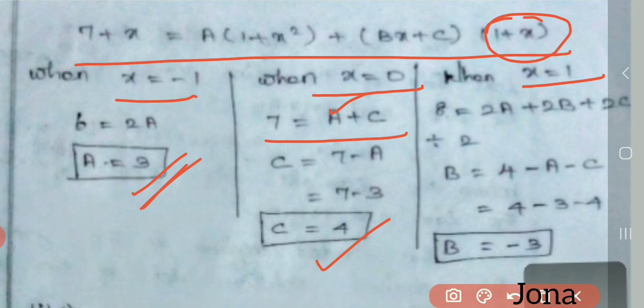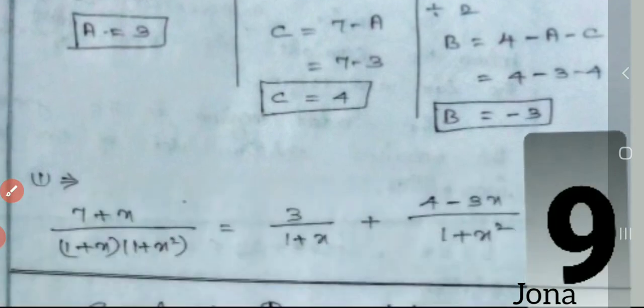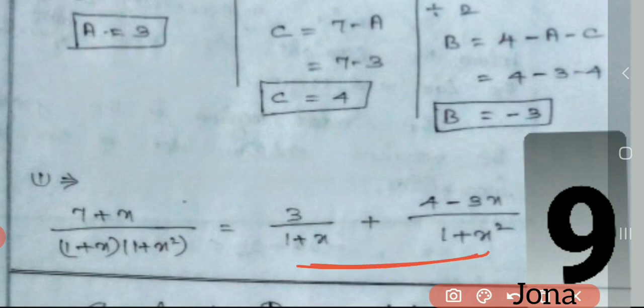So when x equal to 1, in that long equation we will get like this. In this already we have the values of a and c. Substitute those values there so that we will get b equal to minus 3. And then we have to substitute these three values in the partial fraction. So we got like this. This is the final answer. Okay.